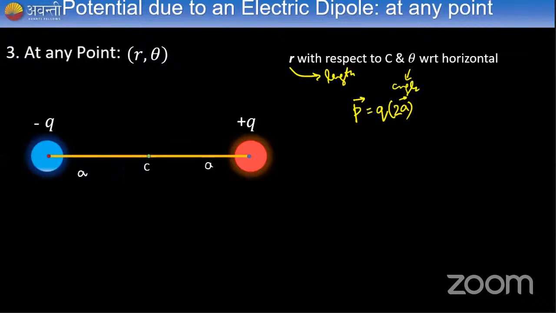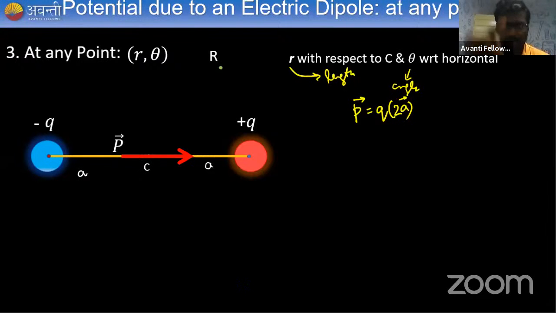Yes, it's from minus q to plus q direction. Now, if we want to find the net potential at any point r, say I have a point r here, how can I find the electric potential at this point? I have one positive charge and one negative charge, and my dipole moment is along minus q to plus q. Now I have a point r. How can I find it?